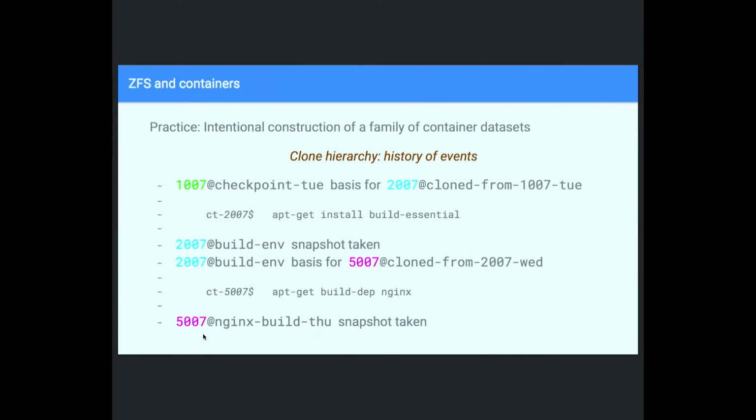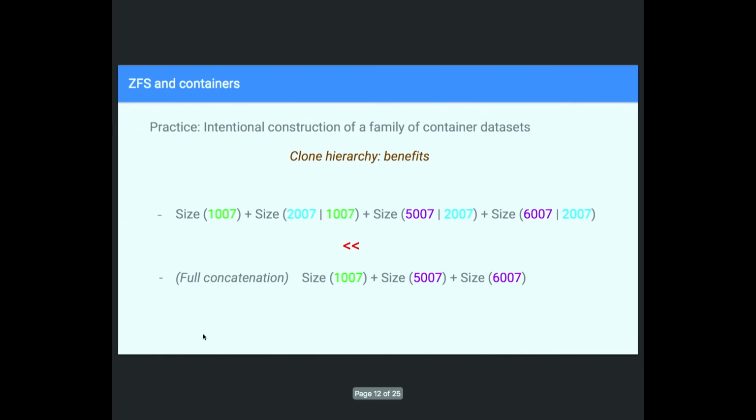This indicates how I basically start with a basis and derive an intermediate point. I take the example of build-essential, which pulls in a lot of packages. And then from this 2007 intermediate point, I add a small addition, nginx. And this is done through clones and snapshots. Here's another example, Apache. Different container ID. 2007 is the common starting point.